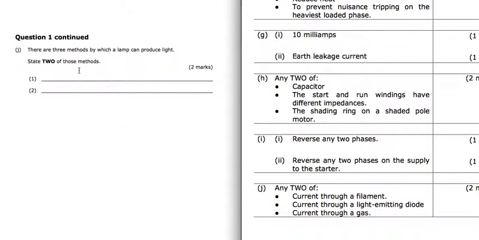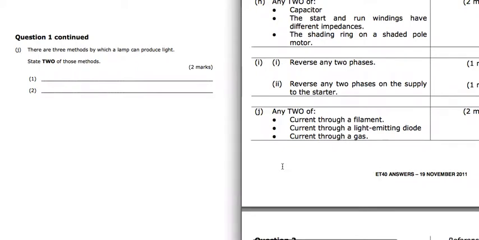Three methods by which a lamp can produce light. So current through a filament, current through a light emitting diode, or current through a gas. So that's our fluorescent, that's our normal filament lamp, and that's an LED.